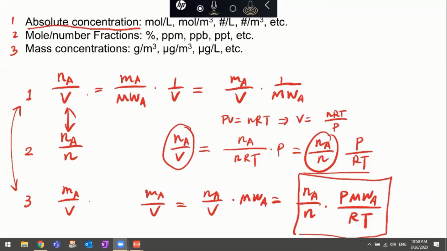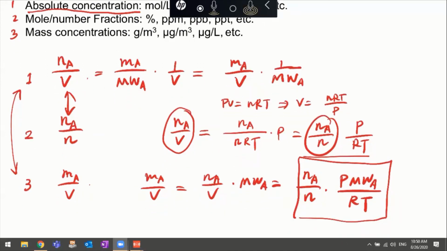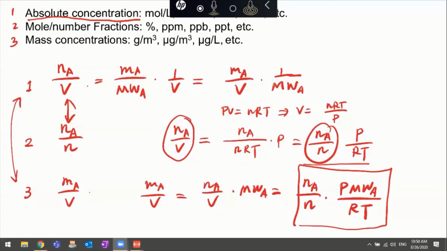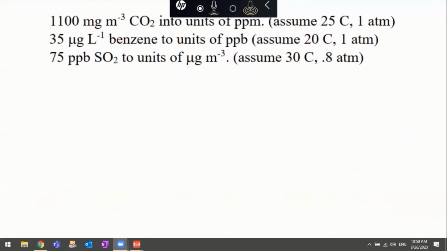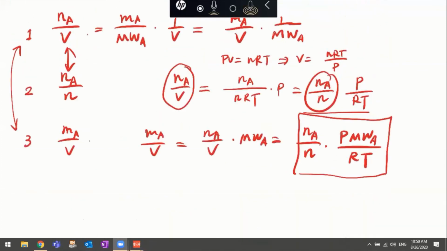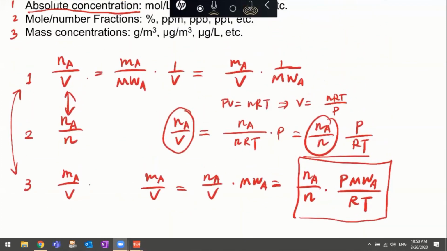I know that it's quite fast at the end of this class, so we'll go through this derivation briefly during our next class. Finally, with these equations, we can try to convert the units from one to another. All right, so that's the content for this class, and let me know if you have any questions.